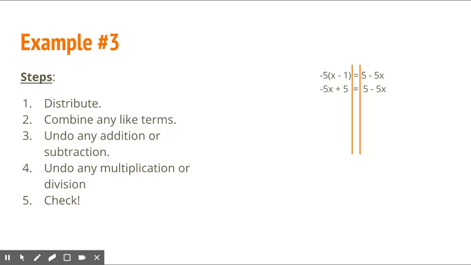Now we want to get our variables on the left, our constants on the right. So the opposite of adding 5, the inverse operation, would be to subtract 5 on both sides. Now look at this. This is a 5 minus 5 and another 5 minus 5. Okay? So that's negative 5x equals negative 5x. All right? And so what that tells us is that those two things are exactly the same. They're exactly the same, so that means we have many solutions.